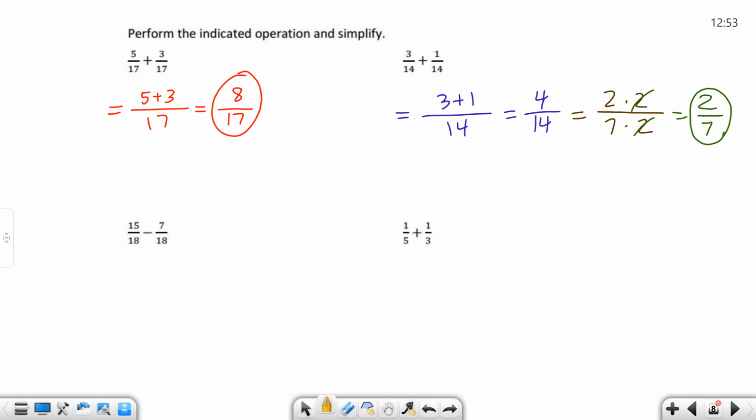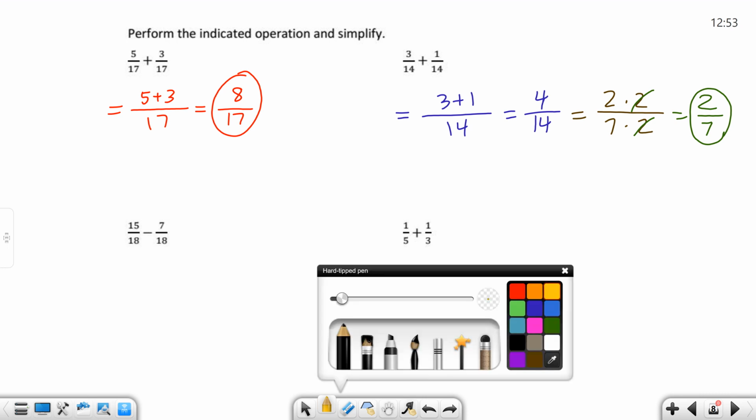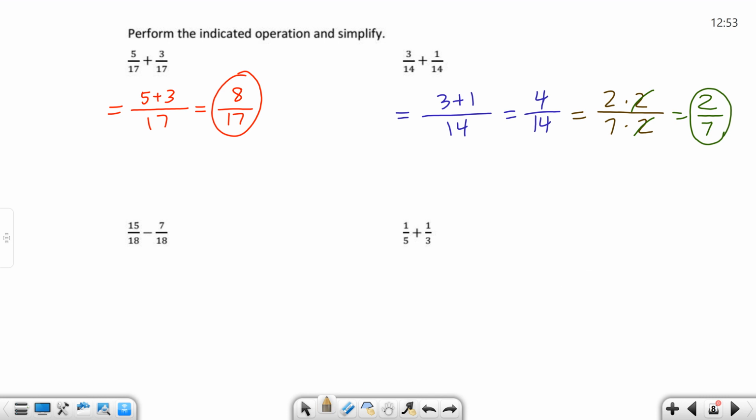So 15 over 18 minus 7 over 18. Well, look, don't go look at that and go, hey, 15 over 18 simplifies. Let me divide something out. No. If they're already over an identical denominator, don't undo that, right? They're already both over 18. Don't undo that. So keep it all over 18 and then do 15 minus 7.